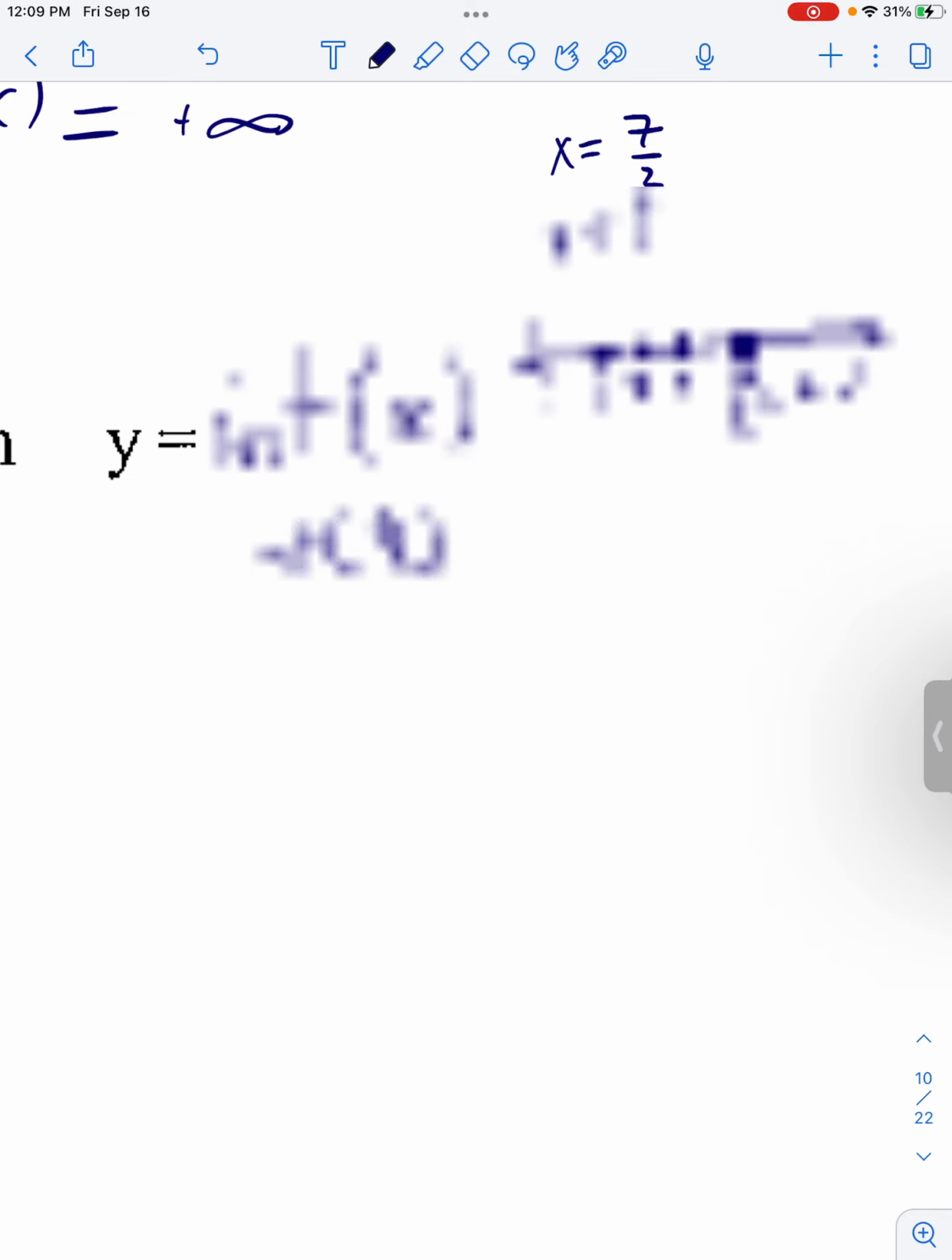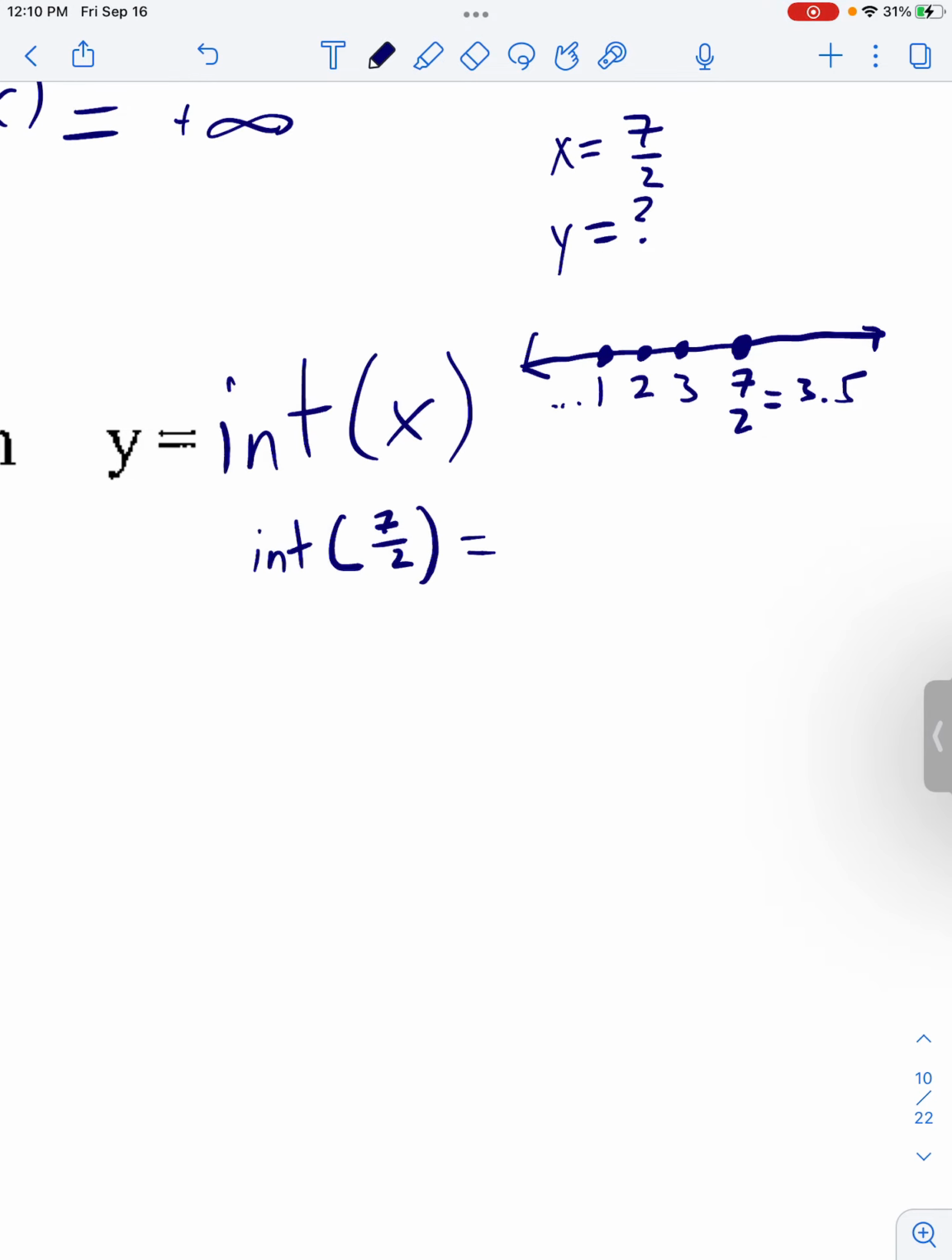Okay? What this function outputs is it takes the first integer to the left of 7 halves. I plug 7 halves in here. It takes the first integer to the left of 7 halves, right? That's 3. We got 3 right here, and it outputs that number, right?